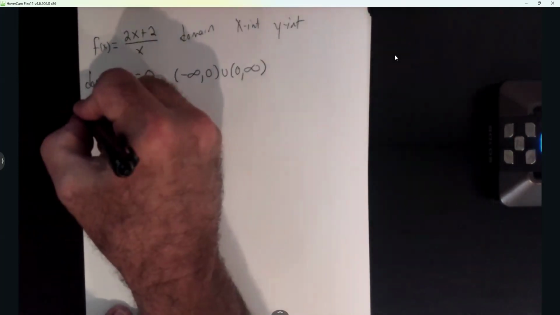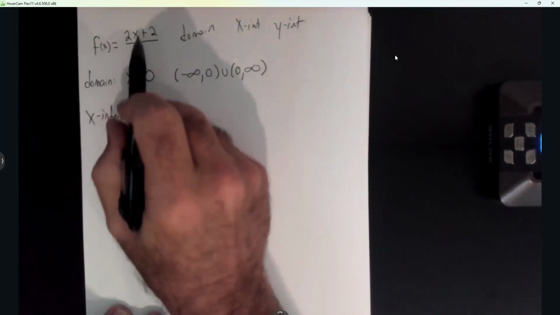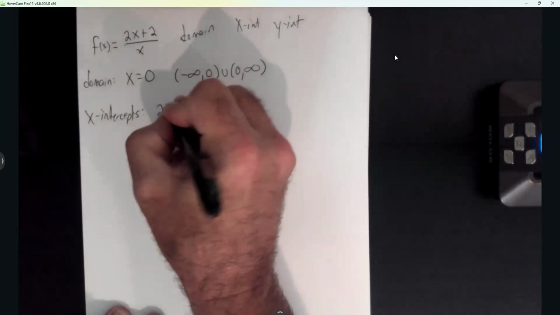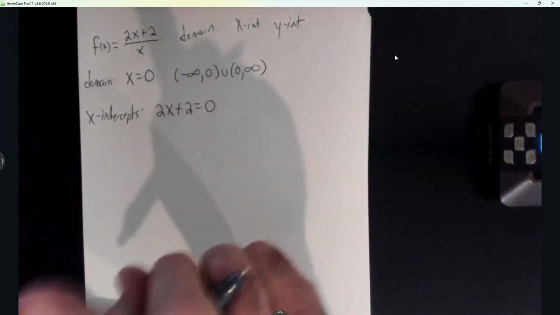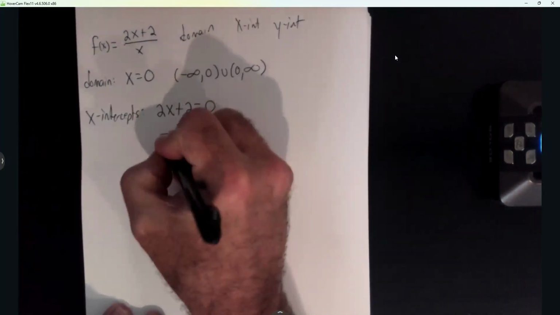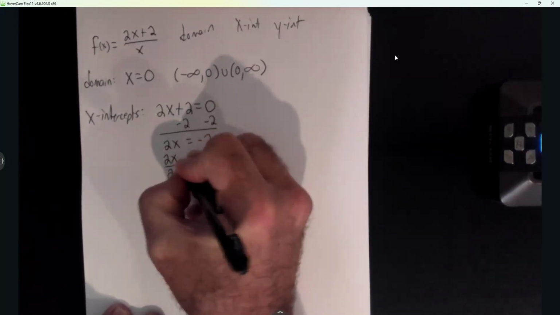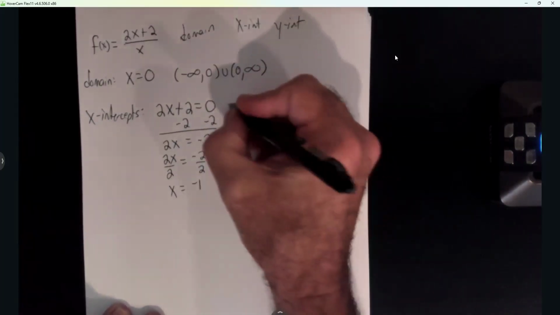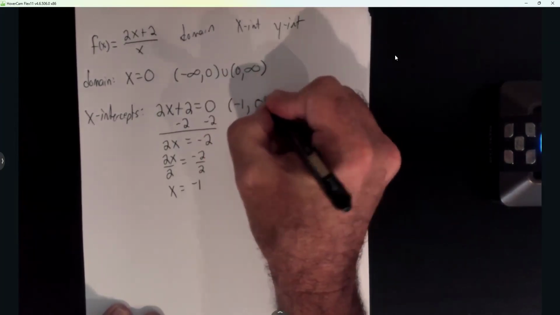My x-intercepts, you find the x-intercepts by setting the numerator equal to 0. So this will tell me where it's going to cross the x-axis, okay? So to solve that, I'm going to subtract 2. 2x equals -2. I'm going to divide both sides by 2. So I get x equals -1. So that means my x-intercept is -1 for the x, 0 for the y.